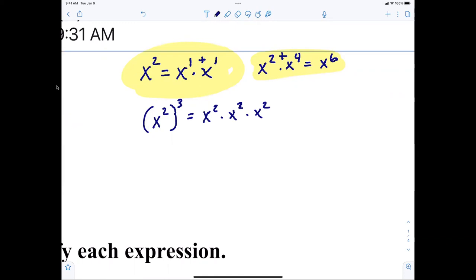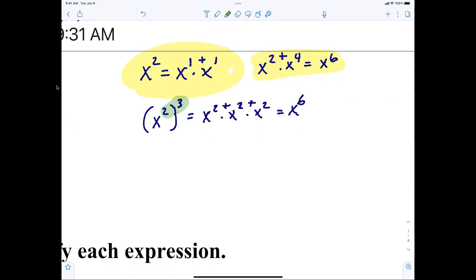And now I just applied what? The rules for adding or for multiplying. When I multiply variables, what do I do to their exponents? You add them. So that's how I knew that was x to the 6th, which then told me that when I multiply or when I raise a power to a power, I multiply exponents.